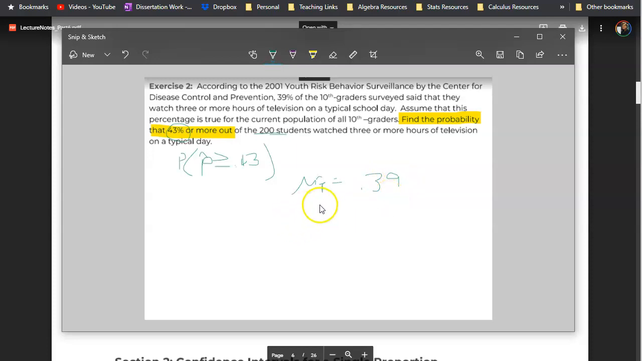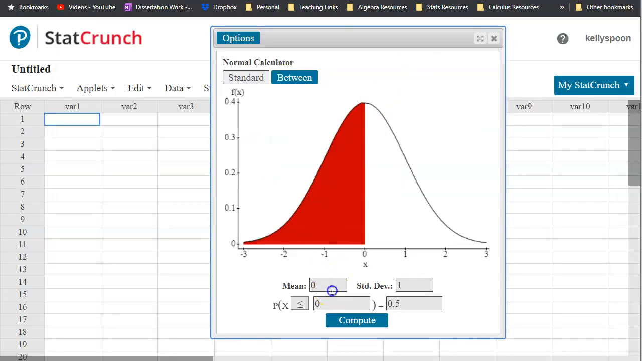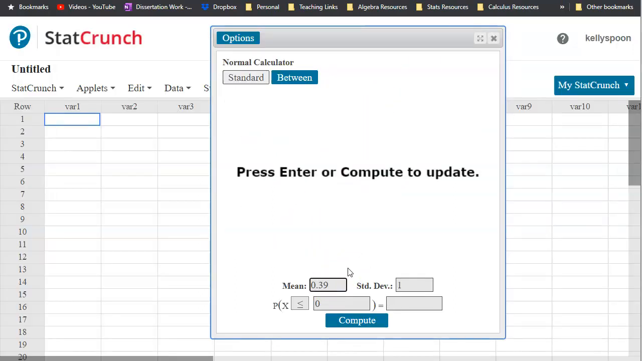I already have my mean. My standard deviation is going to be the square root of 0.39 times its q, which is 0.61. We already did this question, but the point is, that's all we need in order to tackle this thing in StatCrunch. We're able to say, okay, well, we know this is 0.39. I hope I didn't just change that.